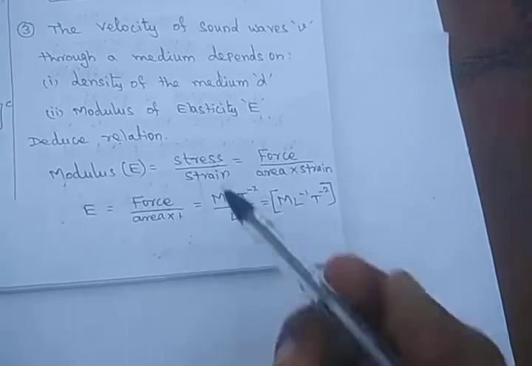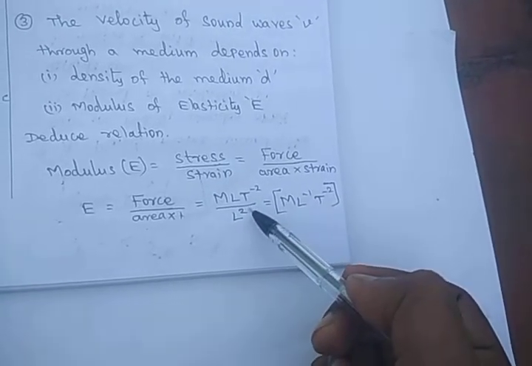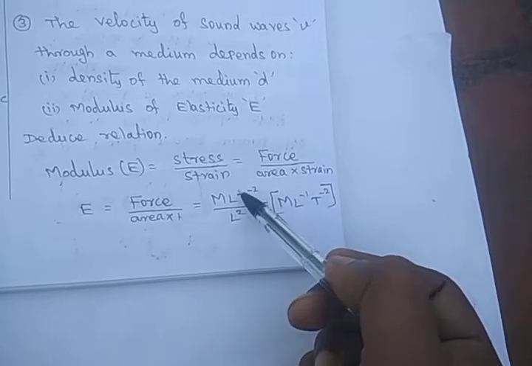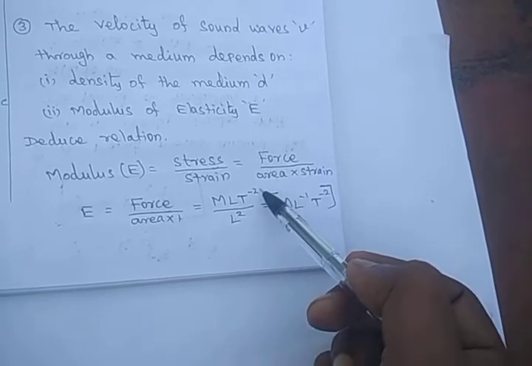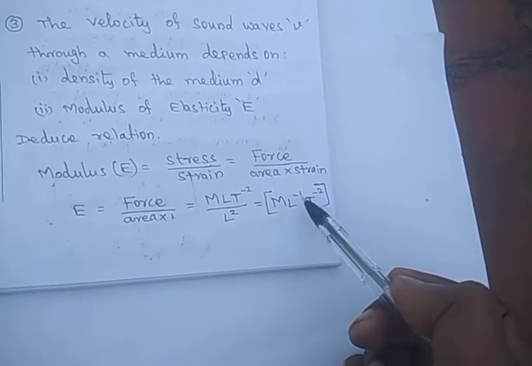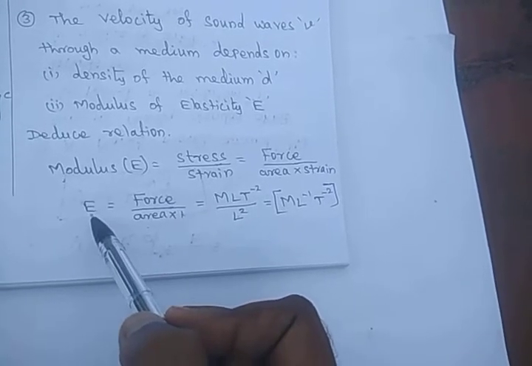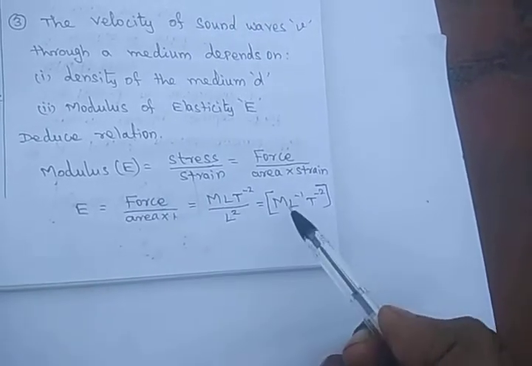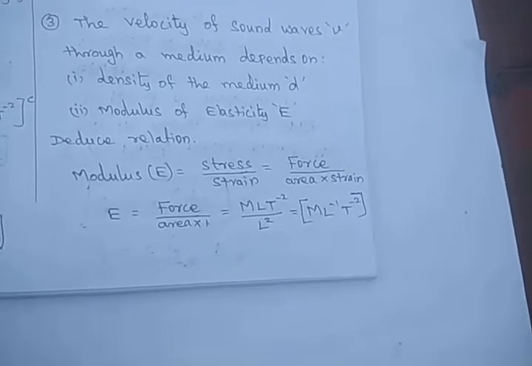So what is the force dimensional formula? M L T power minus 2, and the area is L square. So the L square, this one L and this L will get cancelled. L power 1 is there. If the L power 1 comes to the numerator, it is L power minus 1 T power minus 2. So remember, students, E, that is the modulus dimensional formula, is M L power minus 1 T power minus 2.